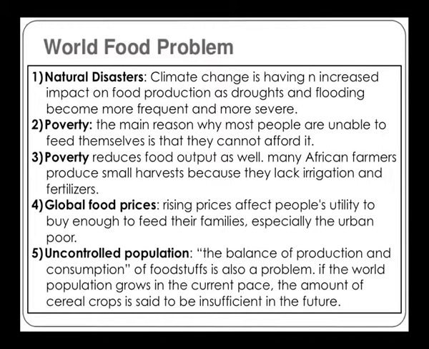Uncontrolled population. The balance of production and consumption of foodstuffs is also a problem. So, on October 31st, 2011, the world population grew to 7 billion. If the world population grows at the current pace, the amount of production of cereal crops is said to be unable to catch up with the population in the future. Population growth demands more varied diets in countries like China and India, and there is a growing market for biofuels, putting more pressure on limited resources like land and water.